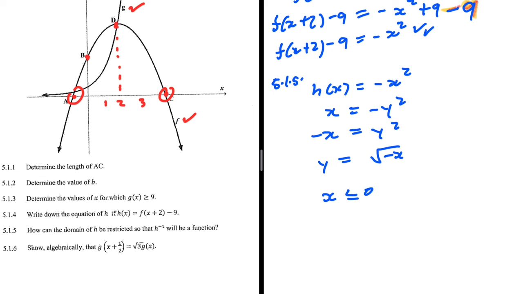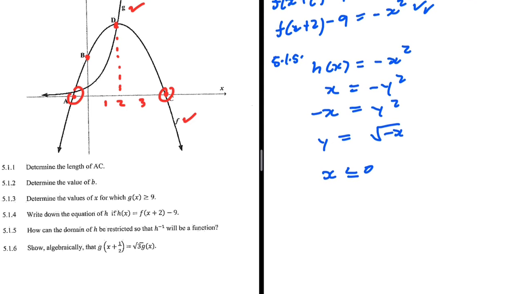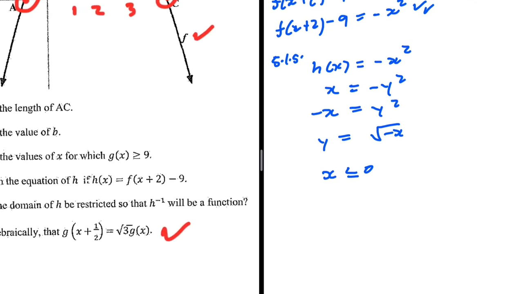5.1.5. There we go. 5.1.6, let's take a look at what's happening here. We're supposed to show algebraically that g of x plus a half is equal to square root of 3 times g of x. Okay, let's see. g of x plus a half.